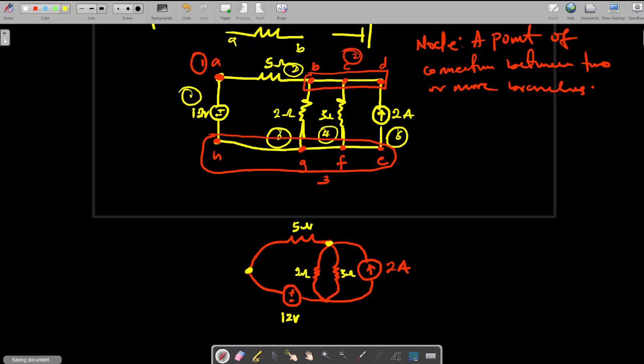So this is a node. I see it now. This is also what? A node, and this is a node. So you can see this is 1, 2, and 3. You see. So irrespective of how the diagram might come, just understand how to calculate your nodes.